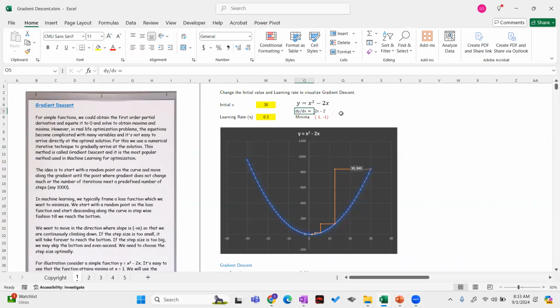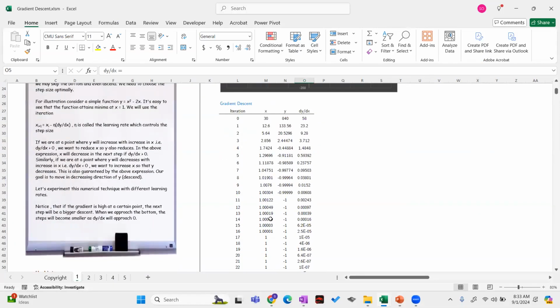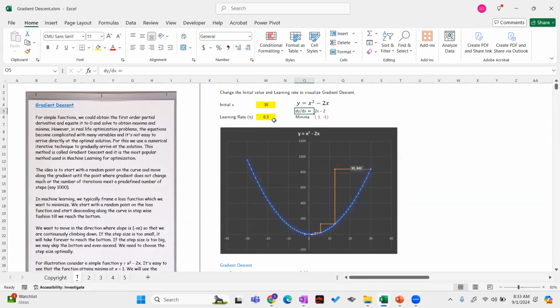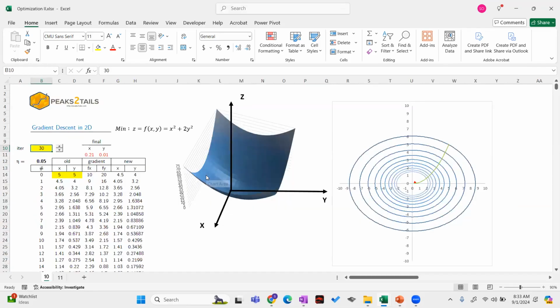Gradient descent only uses the slope, right? No double derivative is required. And we achieved the minima, and we experimented a lot on this one using the learning rate. Here, there is no learning rate. So let's say the initial x is 4. Z is 4 square minus 2 times 4, which is 8. What is our equation for this? X square minus 2x.